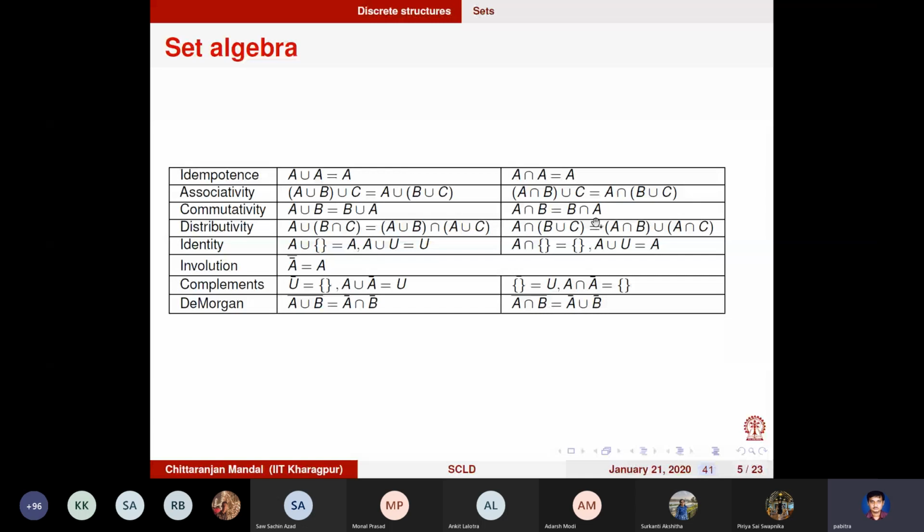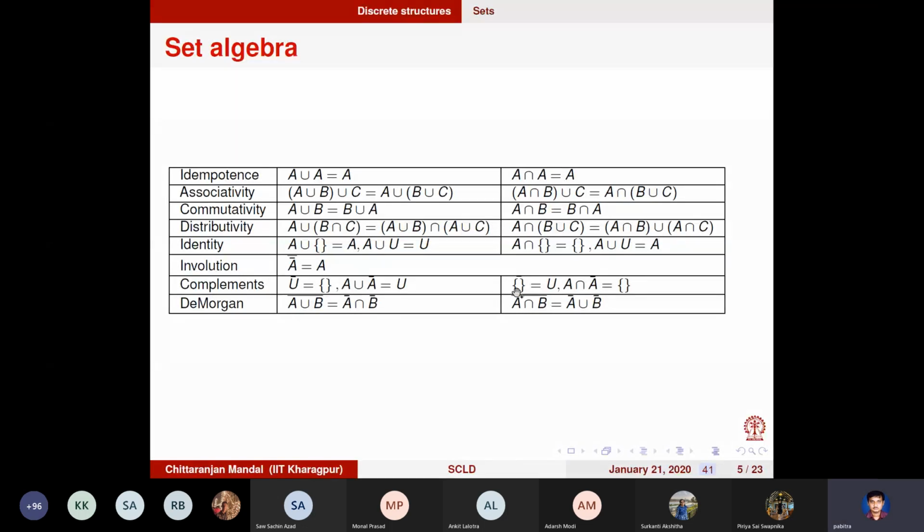Okay, involution. This is a very important rule. This is relaxed in some exotic kinds of sets. The complement of the complement of a set A is the set itself. And then there are some rules involving complements. The complement of the universal set is the null set. The union of any set A with its complement is the universal set. The complement of the null set is the universal set. The intersection of any set A with its complement is the null set. That's the definition of the complement set.